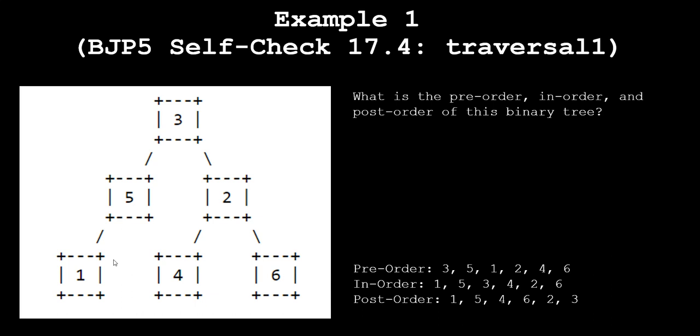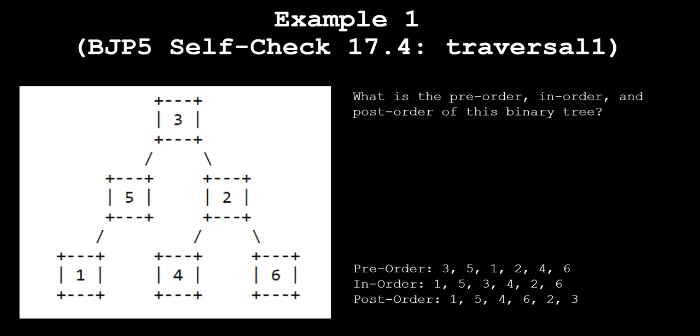In order, we start with the top, and we have to say the left side, the middle, and then the right side. So here you're going to say the left side, which is 1, 5, 3, and then you can say the right side, so that's 4, 2, 6. And then post order, you say the left side, you say the right side, and then you can say the node. So here we can say 1, there's no right node, so we say 5. Here you have to say the left node, 4, 6, 2, and then you can say the final node, 3.